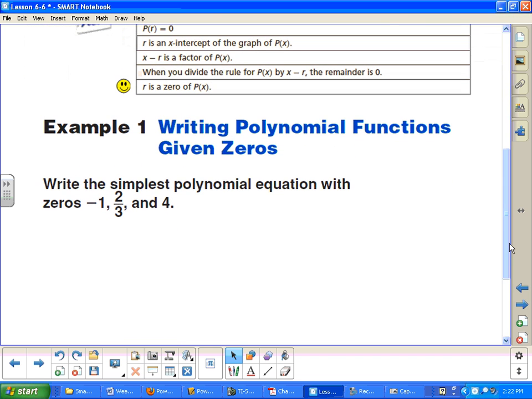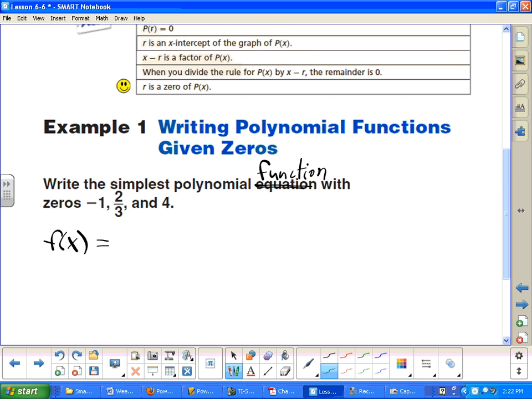finding a polynomial if we know the zeros. So here we have an example where we know the zeros are -1, 2/3, and 4. And instead of finding a polynomial equation, we're going to find a polynomial function. Instead of equation, we'll make it a function. So we're going to write the simplest polynomial function with these 3 zeros. So when we're done, we're going to have f of x equals something in standard form.